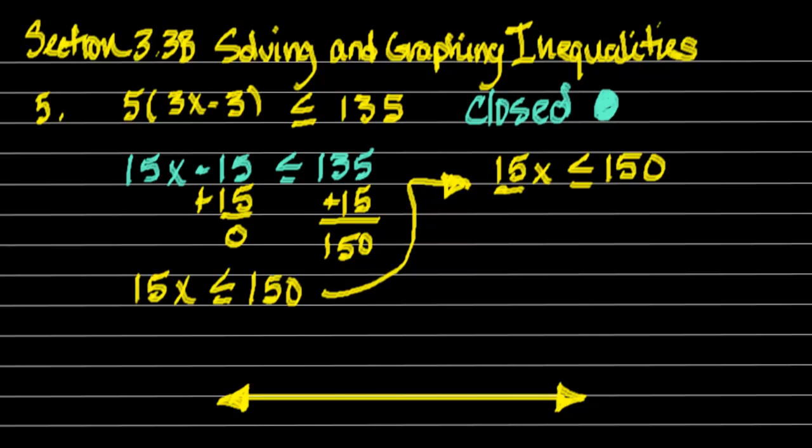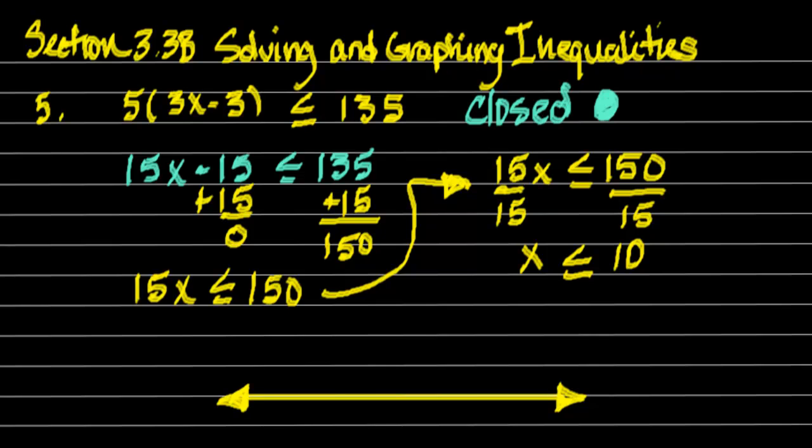We want to have a 1 here, so I'll take 15 and write it over 15. That's a form of 1. It's also a form of division, so I'll divide each side. So x is less than or equal to 150 divided by 15. Well, 10 times 15 gives me 150, so 10 has to be the answer. So x is less than or equal to 10.